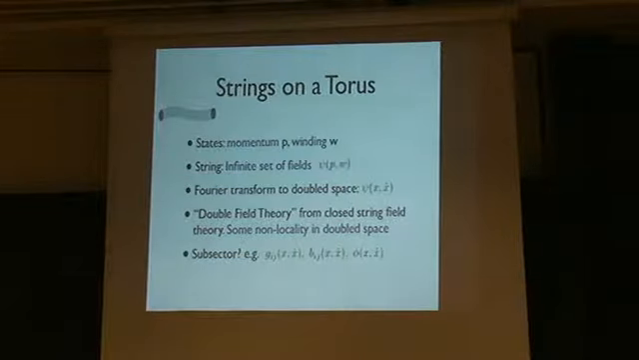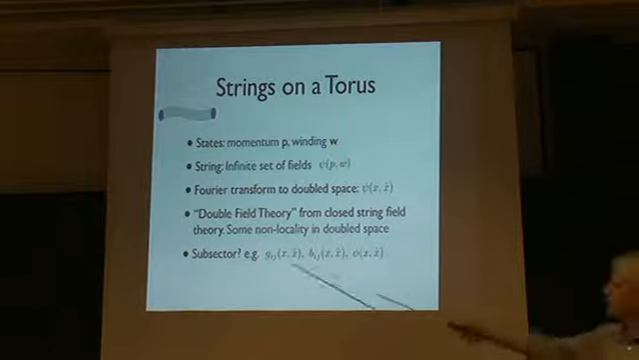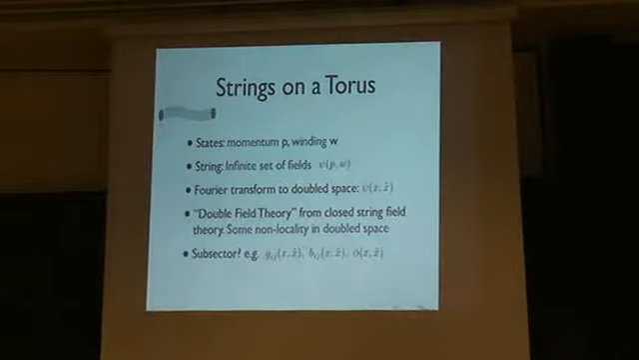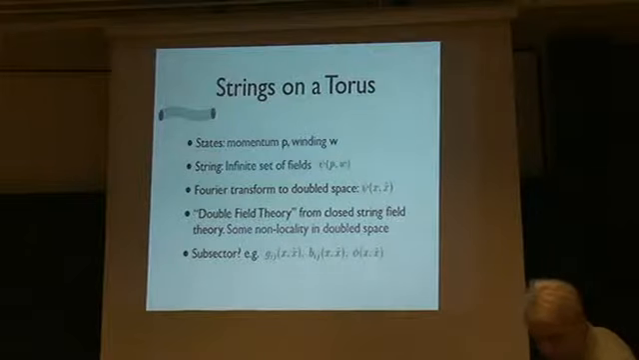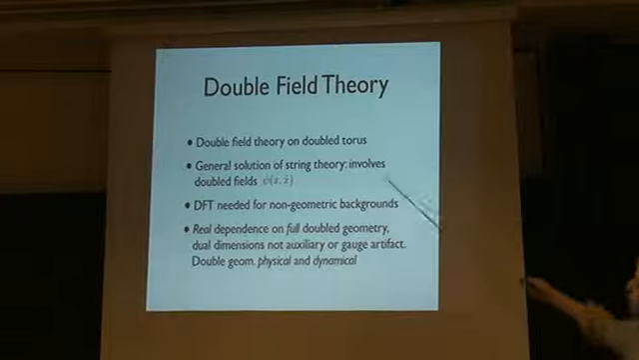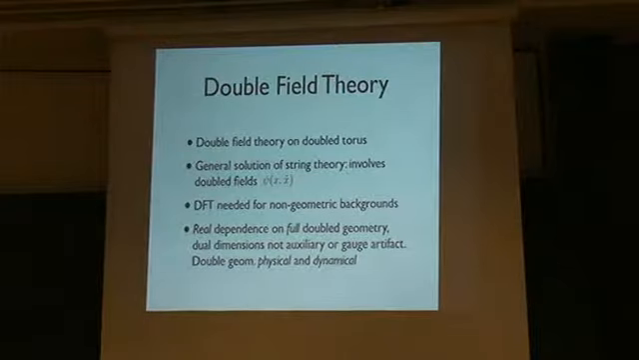It has some mild kind of non-locality in this double space, which again I hope to have time to talk about. One could look for a finite subsector, perhaps of a metric, a B field, and a dilaton sitting inside this, a finite set of fields. These ideas will be the ones I want to explore in the third lecture. They give rise to a double field theory on the double torus, and the general solution of string theory will necessarily involve these kinds of double fields.